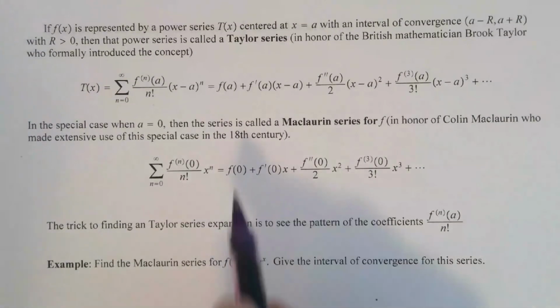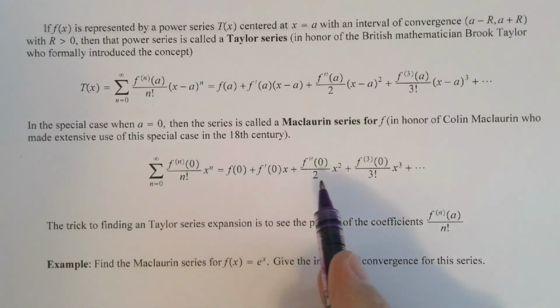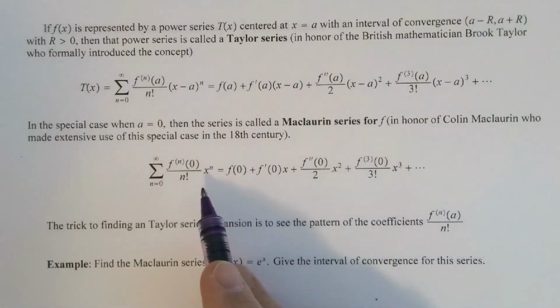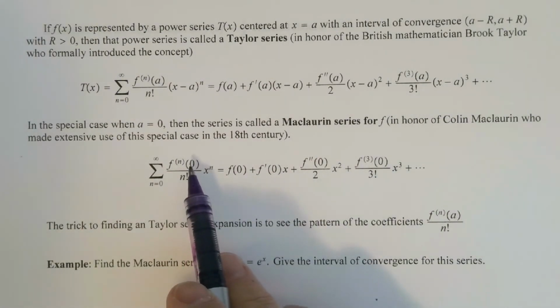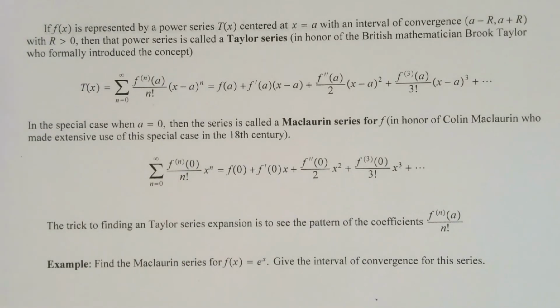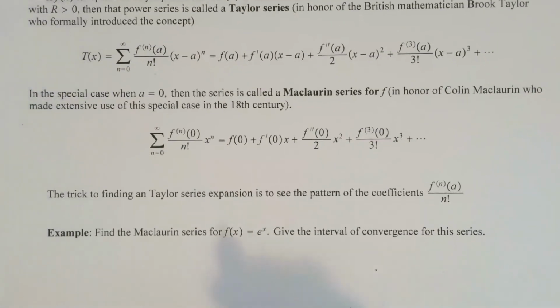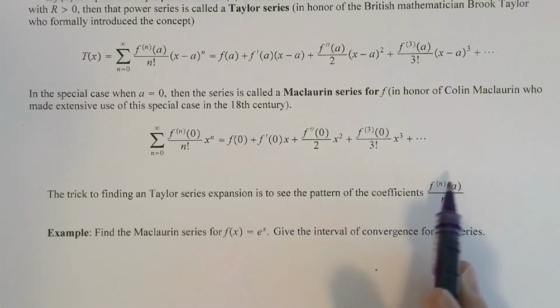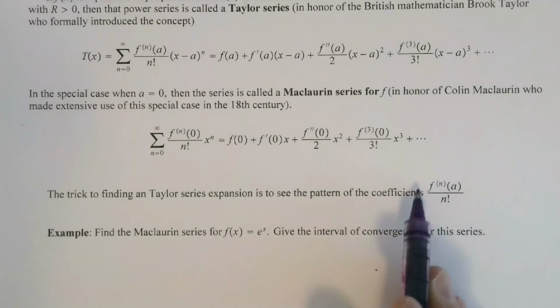So, here's the special case, right? Maclaurin series. Really, Maclaurin series are Taylor series. Now, a Maclaurin series is a little bit easier to find because when you plug in 0 into something, it's just easier to deal with in a lot of ways. Okay. So again, the trick to finding a Taylor series or a Maclaurin series is to see the pattern of these coefficients, to be able to, if you can write this as an explicit function of n, then you've got it. But that's the tricky part.